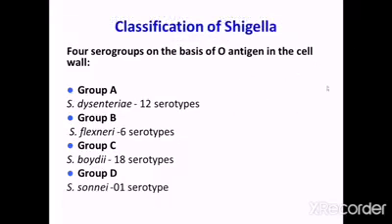In the classification of Shigella, there are only 4 groups, and the division is on the basis of somatic antigens in the cell wall of Shigella. So you can see different species of Shigella. Shigella is the genus, then there are species which are dysenteriae, flexneri, etc.